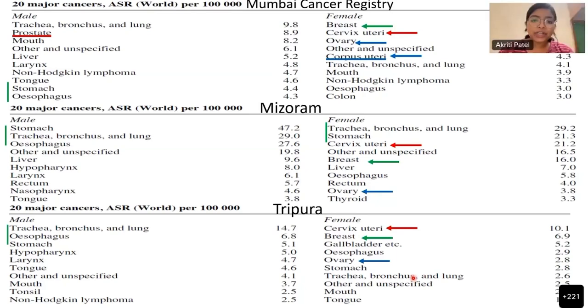Ma'am, the denominator should be the total number of cases of carcinoma of that particular organ. No, so give me an example. Take any one of these. Now take trachea, bronchus, and lung in the Mumbai Cancer Registry. You see 9.8 there? All right, give me the denominator.